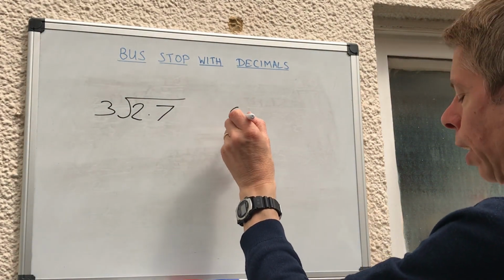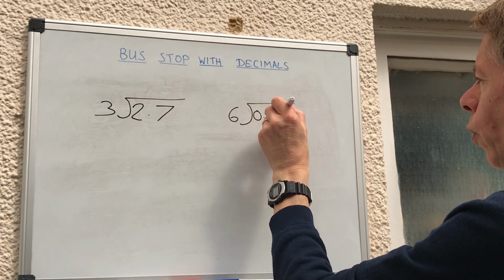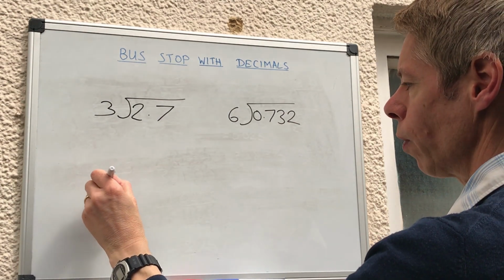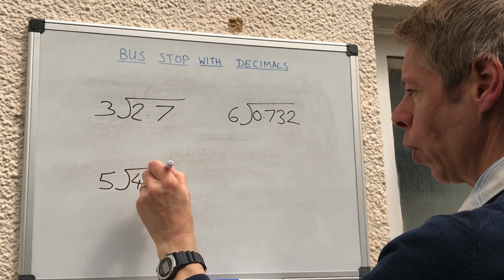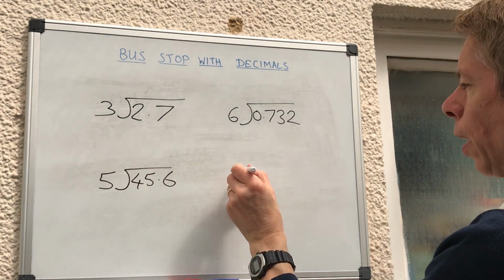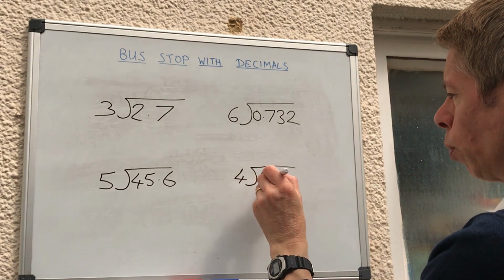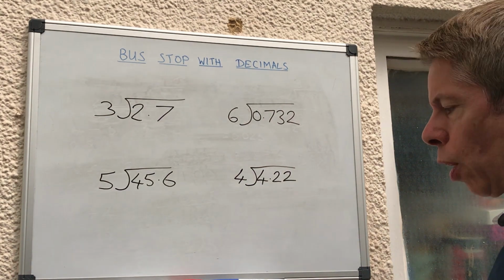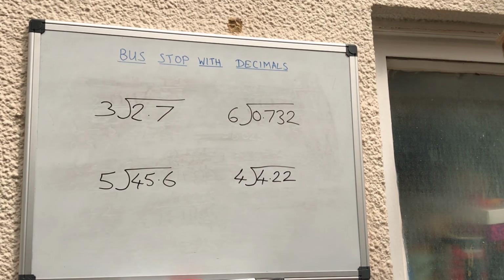Next question is 6 into 0.732. Next question is 5 into 45.6. And then the last question is 4 into 4.22. Okay, so I'll just give you a minute or so to attempt those questions, and then I'll give you the answers.